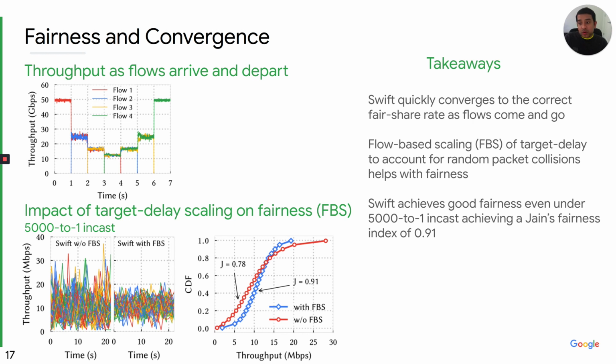To see how Swift works in fairness in large scale incast, so not in the simplistic setting, but under extremely large scale incast, for example, thousands of flows, we do an experiment with 5000 to 1 incast and see that Swift achieves a Jain's fairness index of 0.1 and achieves pretty good fairness across flows. And this in part is aided through flow-based scaling. If we were to take out flow-based scaling from Swift, the Jain's fairness index drops to 0.78 and we do not achieve as good fairness as we do with it.